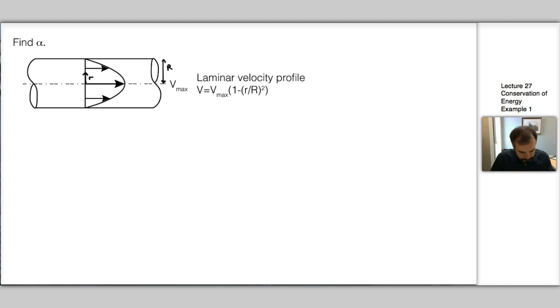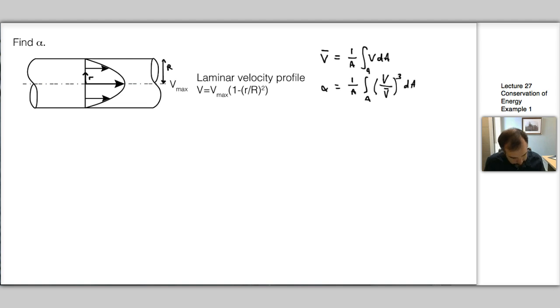Okay, so what we know from this is that V bar is equal to 1 over A times the integral of V dA, and that alpha is equal to 1 over A times the integral over the area of (V over V bar) cubed dA. All right, so we first need to solve for V bar so we can plug it into our equation for alpha, and then taking that integral will give us our alpha term.